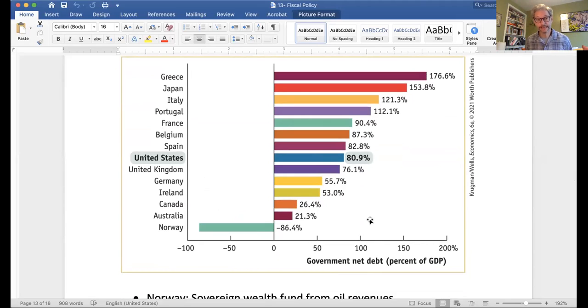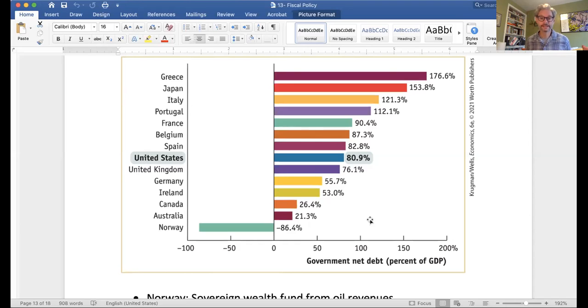Now, that's actually really interesting because Greece and Japan are two of the countries that have the highest levels of debt. Greece has had a debt crisis. Japan appears to be in no danger of having a debt crisis. How is it that these two countries can have such different experiences with debt? We'll talk about that here in a minute.